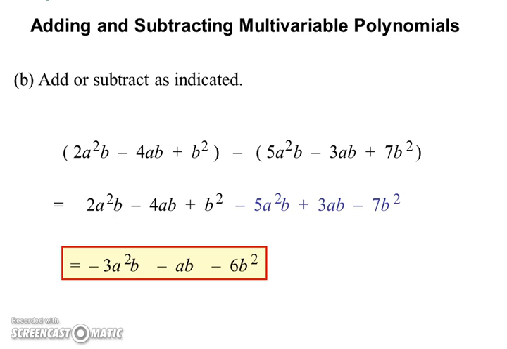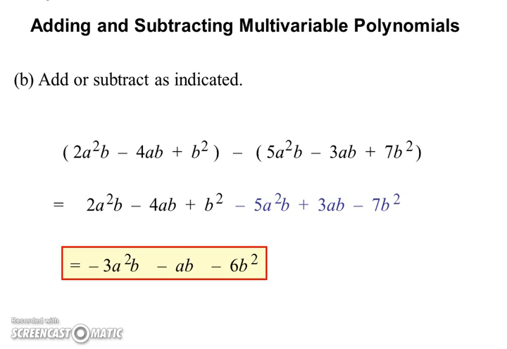Similarly, look at the middle term. We have a -4ab plus a 3ab. We can add those terms. -4 plus 3 is a -1. And instead of writing -1ab, we just write our answer as -ab.